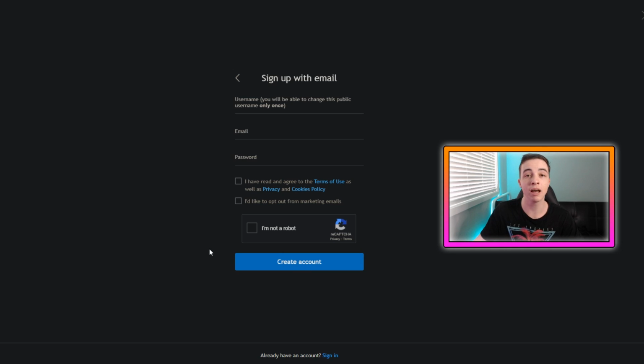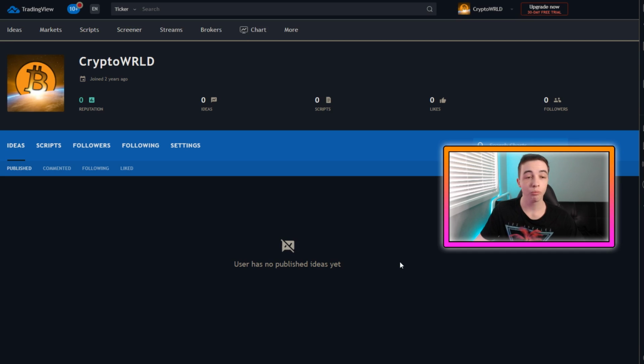It will send you an email to verify that that's your email. So just go over to your emails and click verify email. And then after that, it'll take you to your newly created TradingView account. Now, right now, it should take you to your TradingView profile. As you can see here, I've already made this profile for myself over 2 years ago now. And it'll probably take you to a page where you'll just set your profile name and your profile picture.